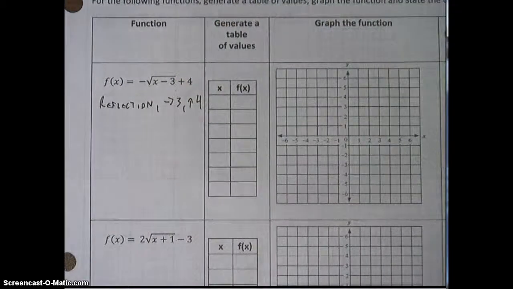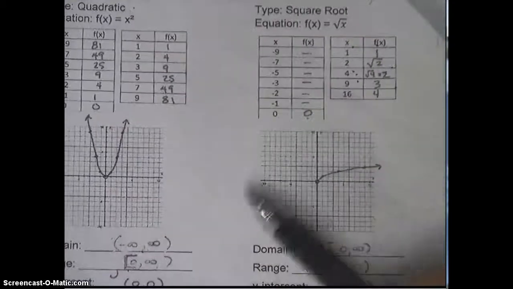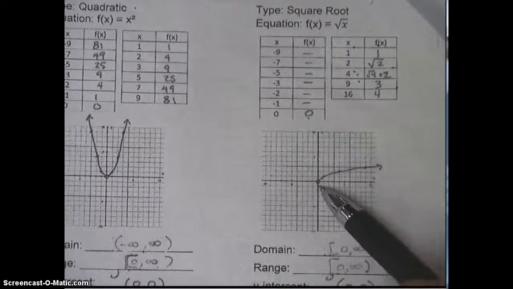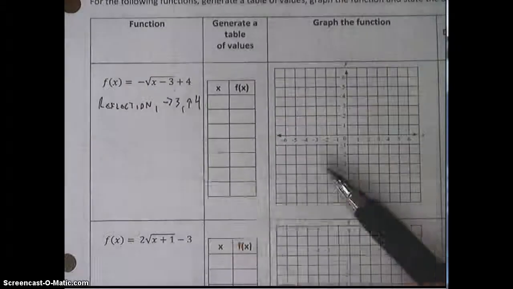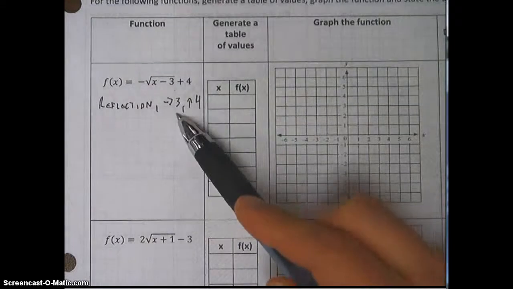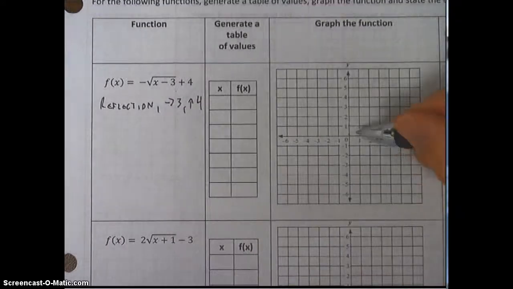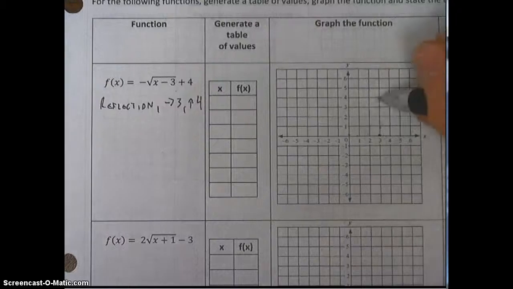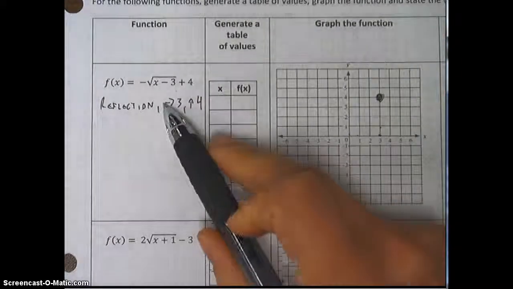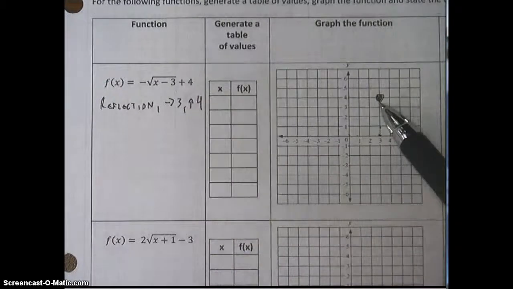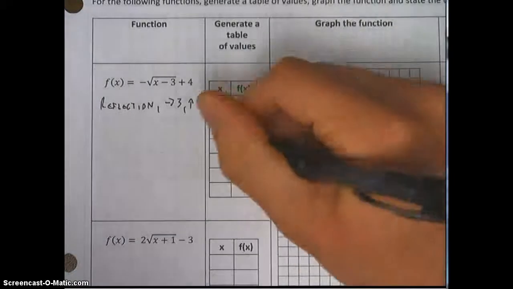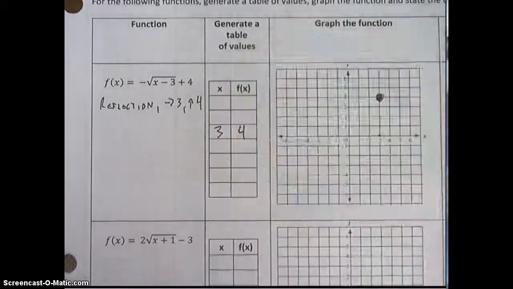Now, I can go ahead and graph the vertex already, because the parent function starts at 0, 0, but I know that it's going to move right 3 and up 4. So from 0, 0, I'm going over 1, 2, 3, and then up 1, 2, 3, 4. So this function starts right here at 3, 4. I'm going to write that point on this table here, 3, 4.